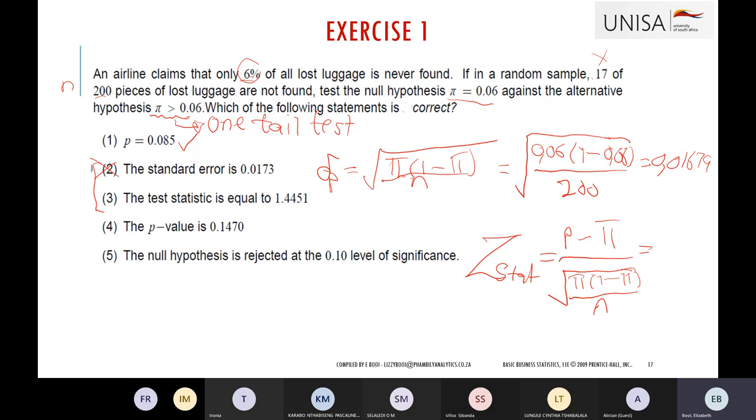So we have 0.085 minus 0.06 divided by 0.01679, because we already calculated the standard error. And what do you get? 1.48873, which is not that. Then remember, because this is a Z test, we need to take it to two decimal. So when we take it to two decimal, this will be 1.49.